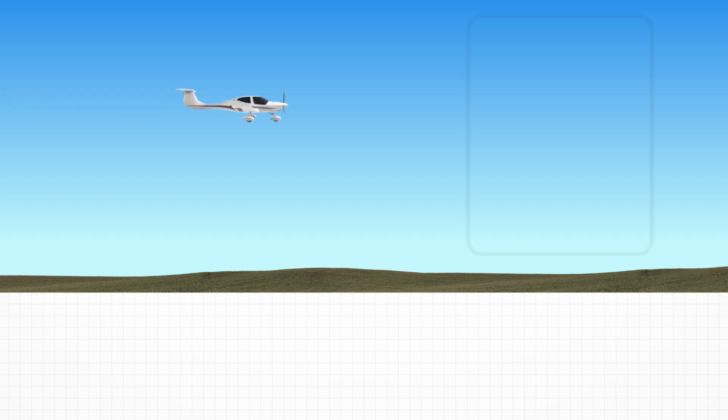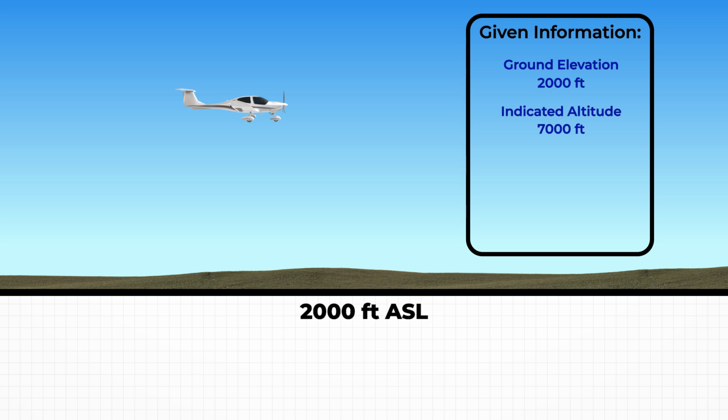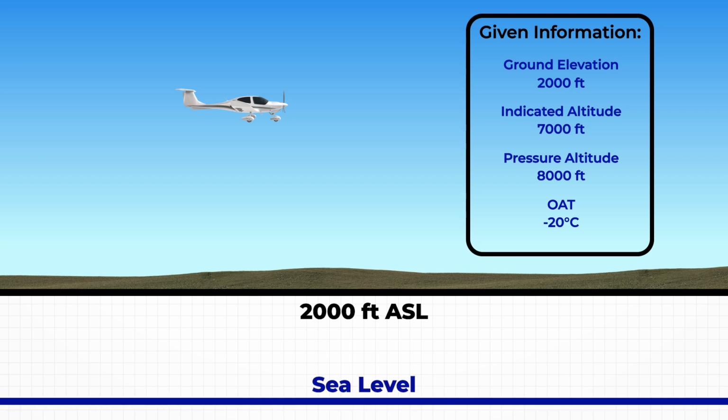Here's some given information. The ground we're flying over is 2,000 feet. Our indicated altitude is 7,000 feet. Our pressure altitude is 8,000 feet. And the outside air temperature is minus 20 degrees Celsius. So sea level is somewhere down here, and we are trying to find out our exact height over it.